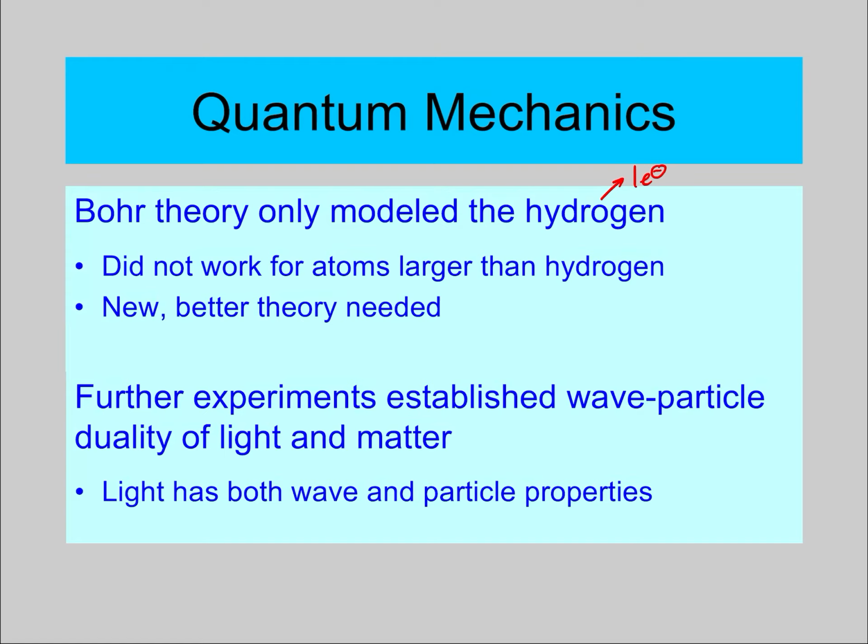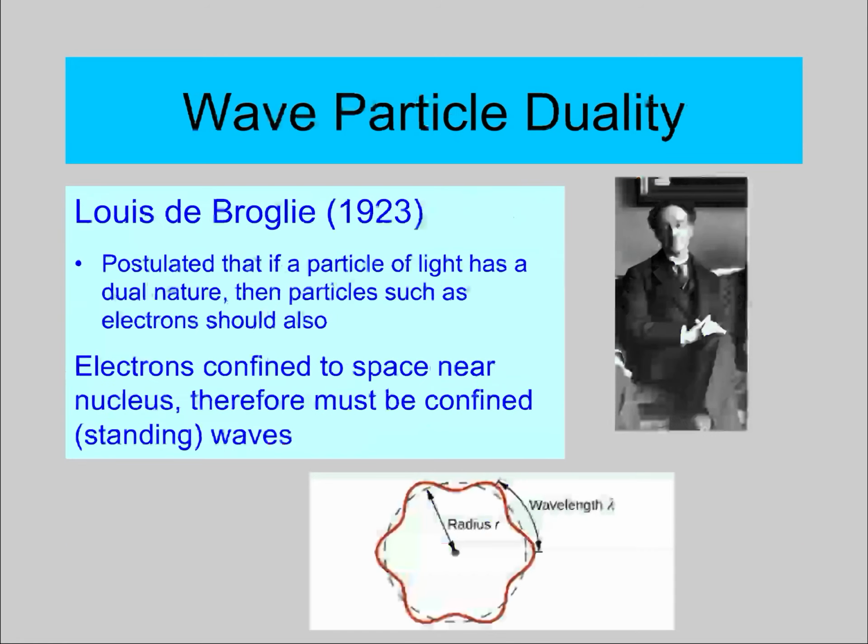So there were some further experiments established that basically confirmed that there is a wave-particle duality of light and matter. So remember when we talked about light in chapter 7, we said that really light behaves as a wave, but it also exists as a particle. So it's both. And electrons are going to be the exact same way. It's going to be a particle, but it's going to behave like a wave.